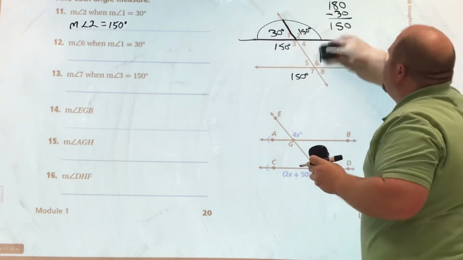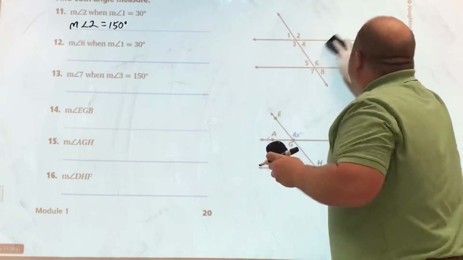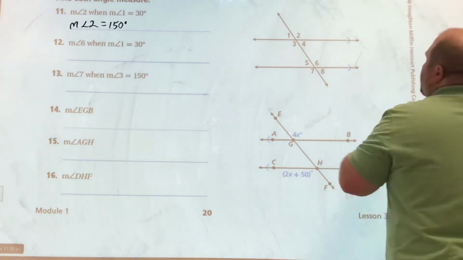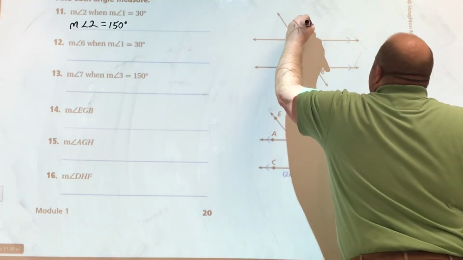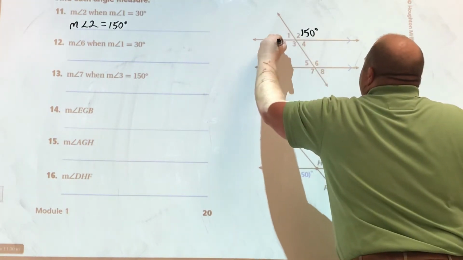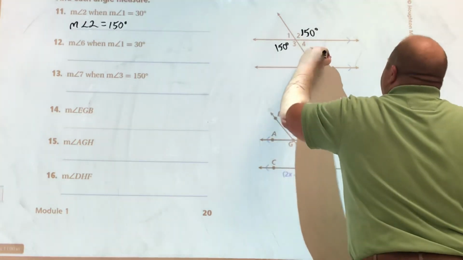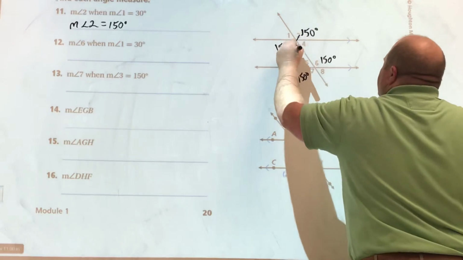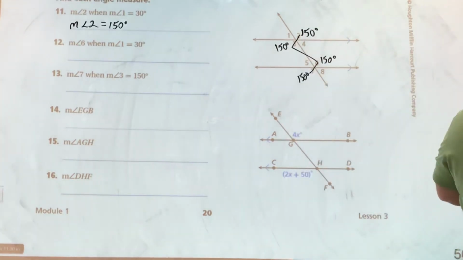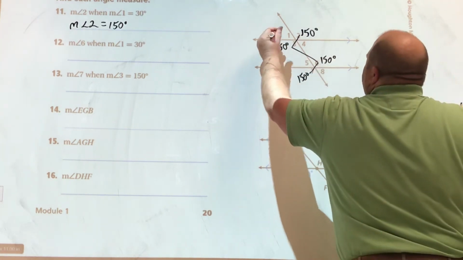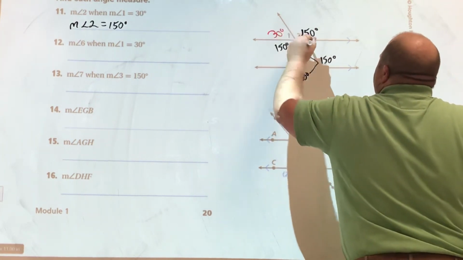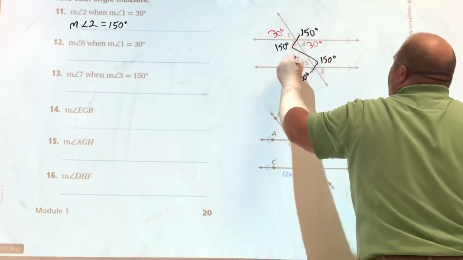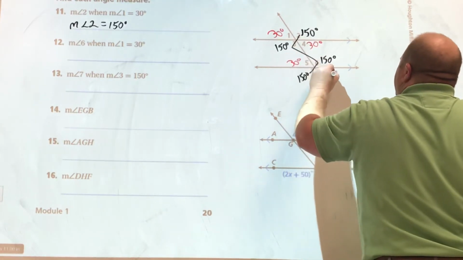I'm going to clean this up just a little bit. It might be easier for you to view it. So 150 on all of these large angles. All right. And we know that angle 1 was 30 degrees. And we now know that all of the smaller angles are 30 degrees.